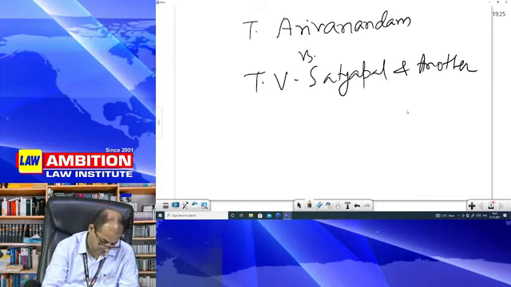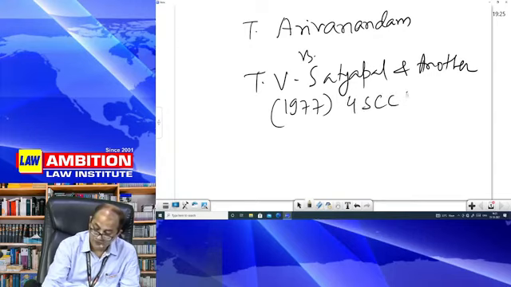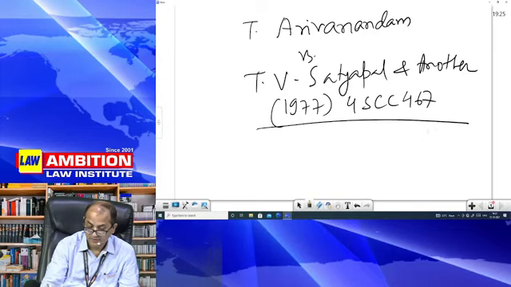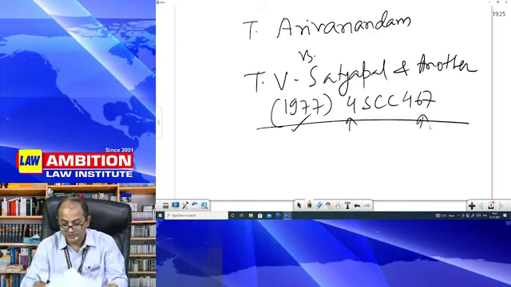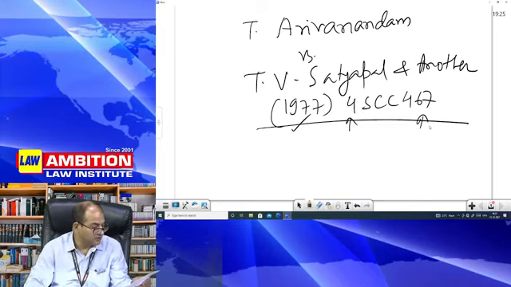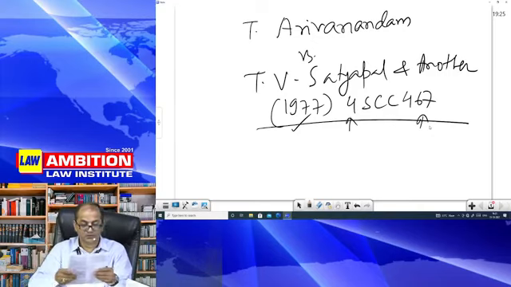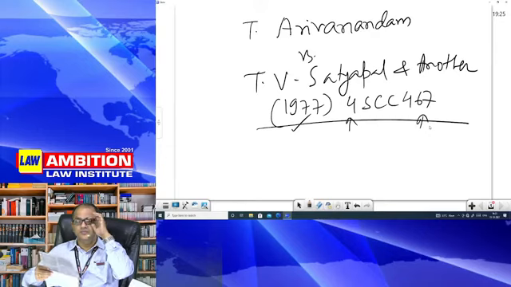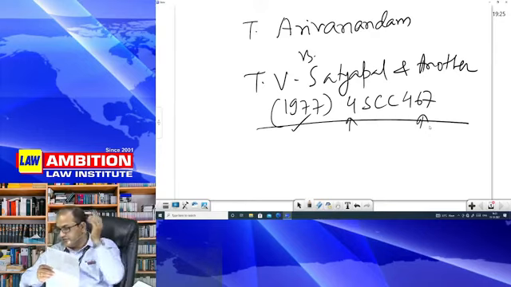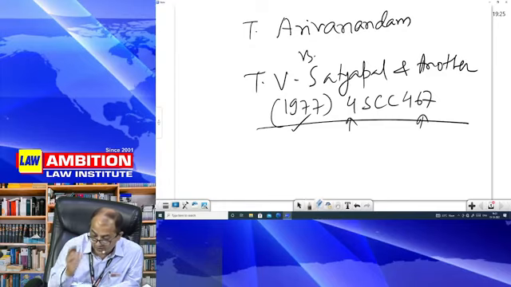This is 1977, 4 SCC, page 467. This is the volume number, this is the page number, alright. So, in this case of T.V. Arivanandam versus T.V. Satyapal, there is a very important observation which is to be noted and quoted by you in all examinations. Be careful. It is to be noted and quoted by you in all examinations.